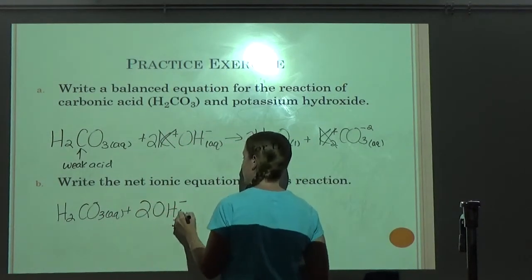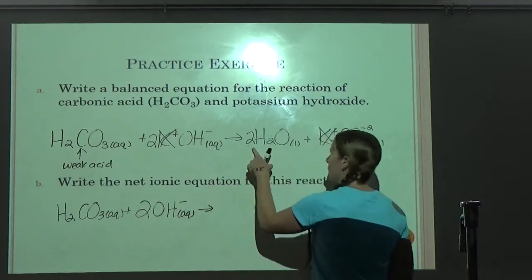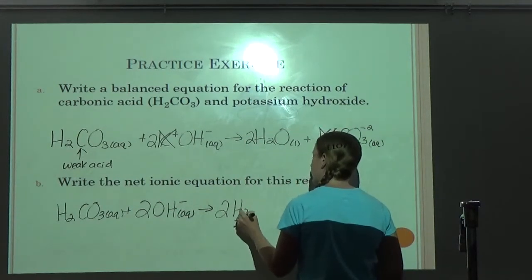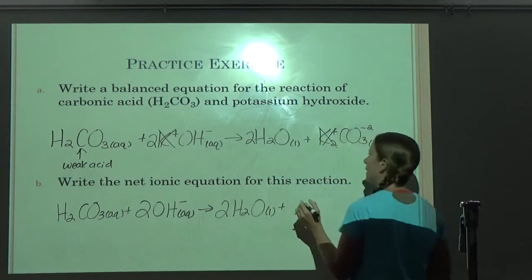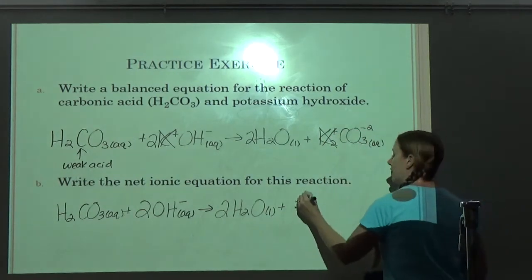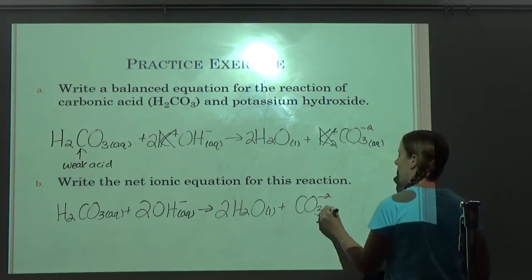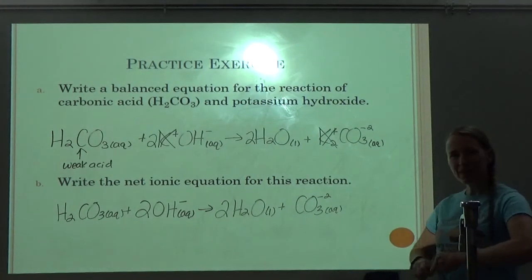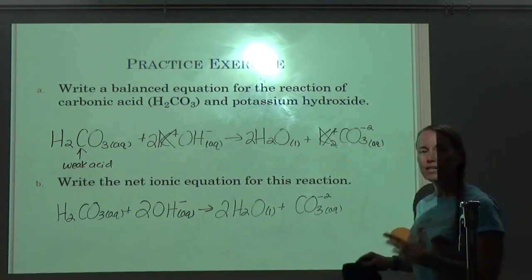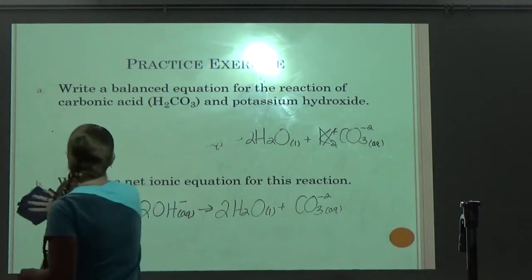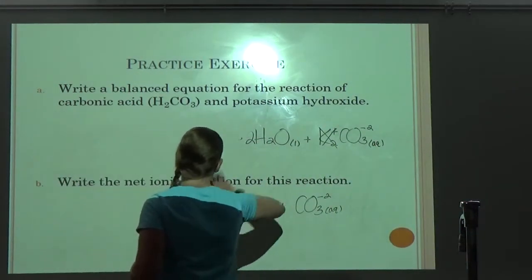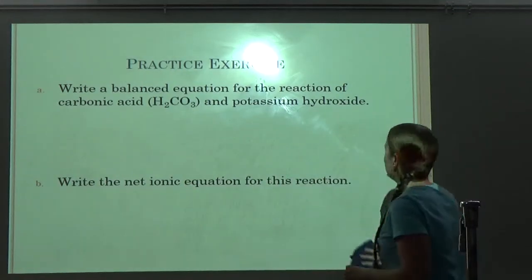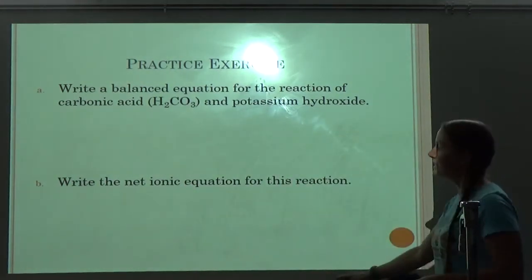hydroxides. Don't forget to use those coefficients. I'm going to bring down my 2 water molecules because those hydrogens and hydroxides formed a liquid. And I'm going to bring down this carbonate ion. Just like that. Alright, so hopefully you got that one right. Like I said, net ionic equations really are only tricky when you have that weak acid or weak base, because you just want it to be aqueous on both sides, and then it's just not.